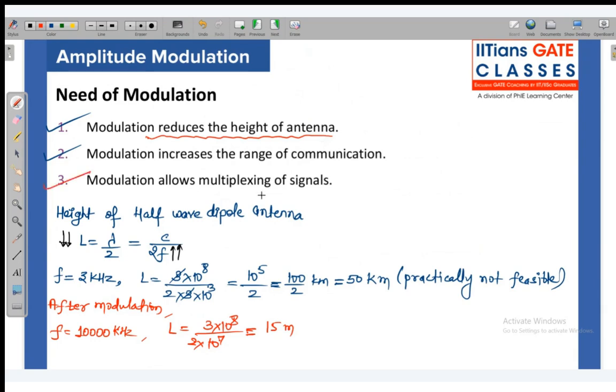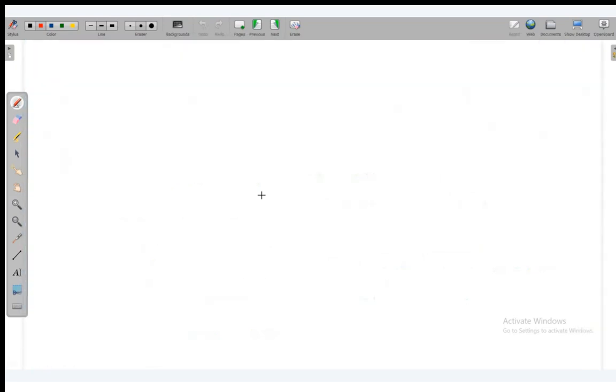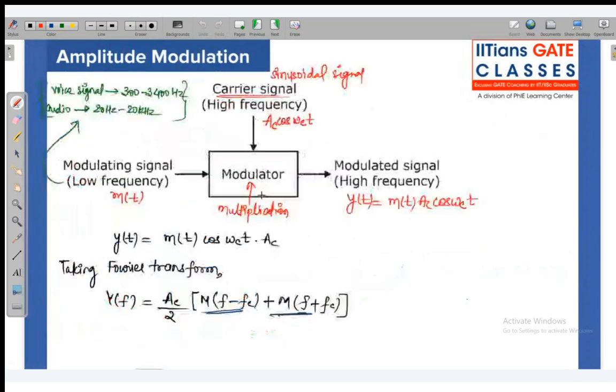Now the third is that modulation allows the multiplexing of the signal. Multiplexing of the signal means it is not mixing the signal. What happened in the old days, when amplitude modulation was discovered? Our voice signals in the telephone exchange all have the same range. Any human being has a voice range from 300 hertz to 3400 hertz. That is why we have written here speech signal. The speech signal has the range of 300 to 3400, and that is valid for all human beings.